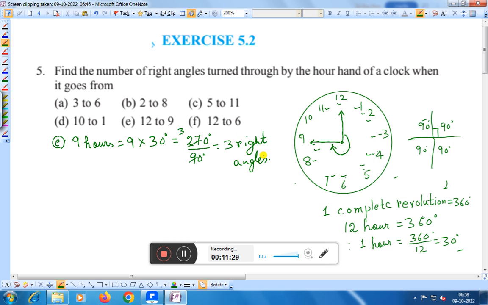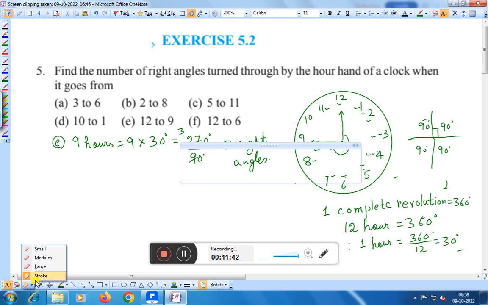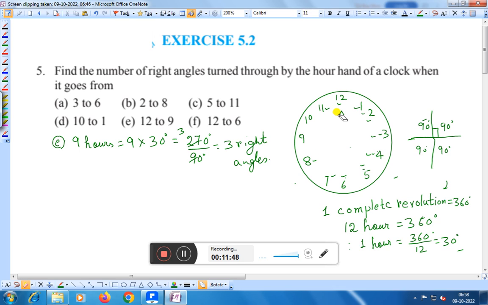Right? Now question number F. If it goes from 12 to 6, then how much? Let us find 12 to 6. Again we are rubbing it. That is 12 to 6. Right? Let us take 12 to 6. Now question number F, 12 to 6.